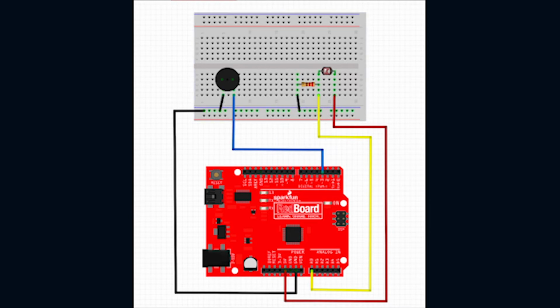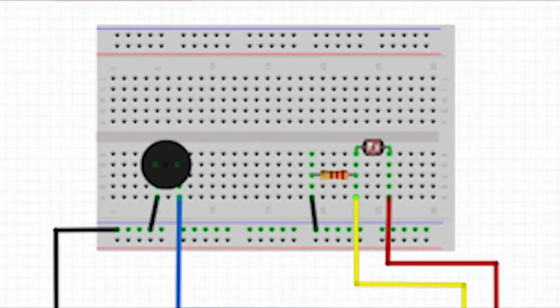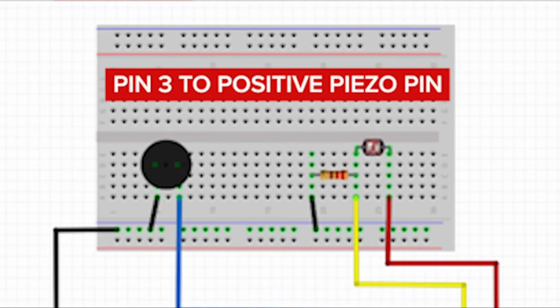Keep in mind how your Piezo Buzzer is connected to the Redboard. The positive leg should be connected to digital pin 3, and the negative leg should be connected to the negative power rail on the breadboard, which is connected to the ground.